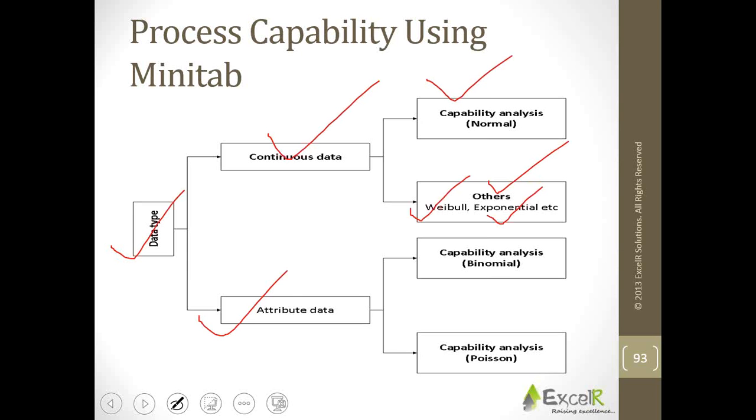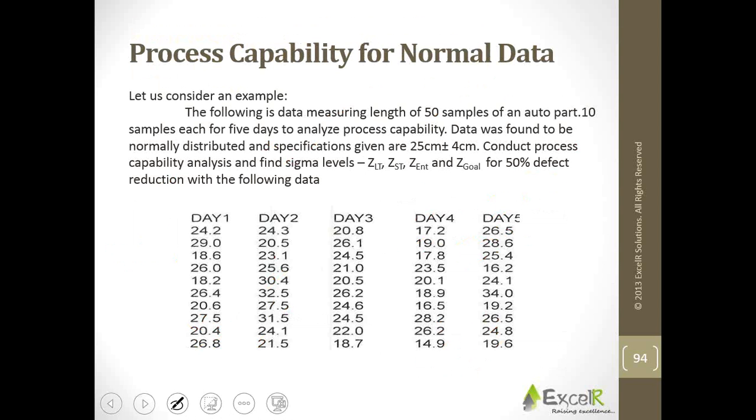If the data type is attribute data, then you use two types of capability analysis: one is binomial, another is Poisson. All these things will become clear to you. Just bear with me until then. So how do you calculate process capability for normal data? That is the first question.